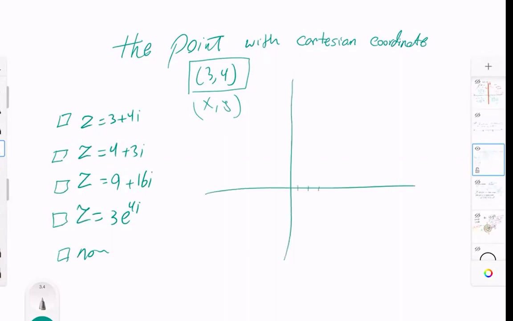That's number 1. Very nice. This is 3 comma 4. Which point is this in the complex plane? The y-axis will be the imaginary part in the complex plane. So it's 3 plus 4i.